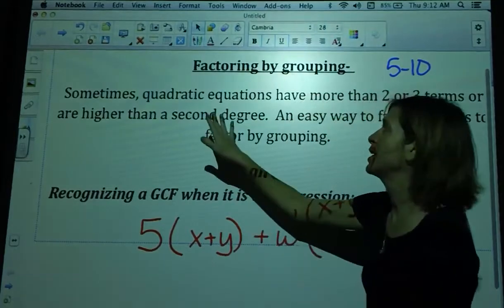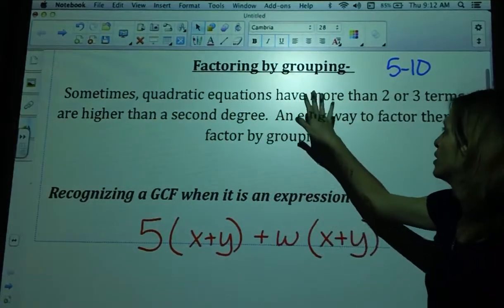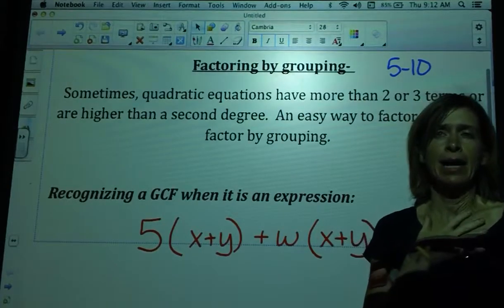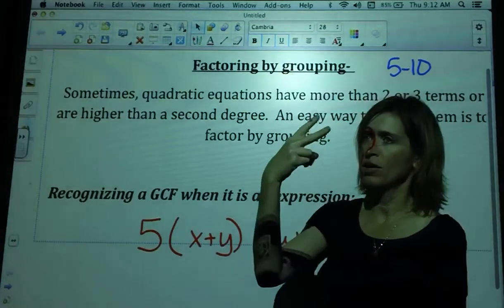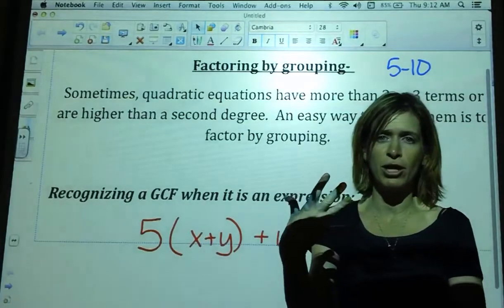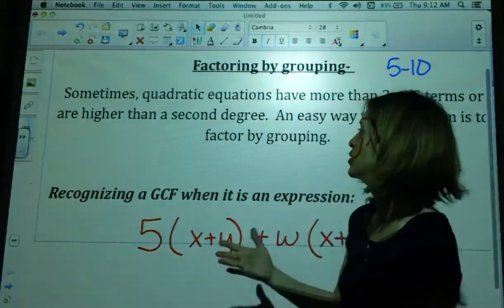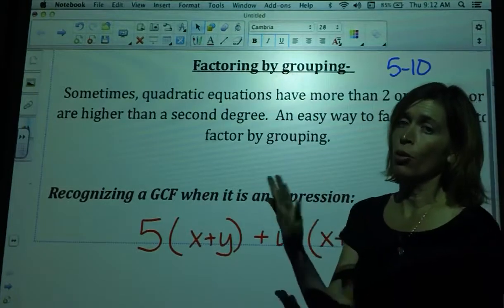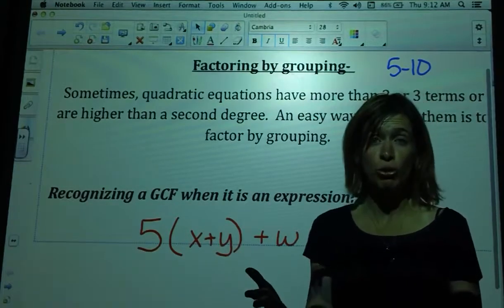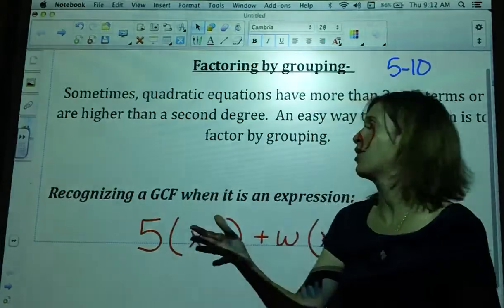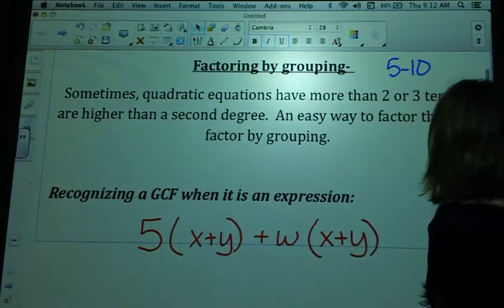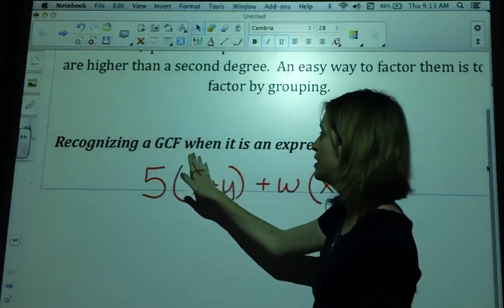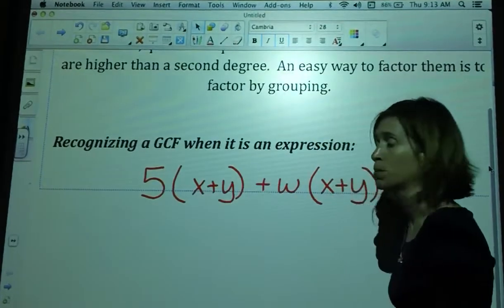So sometimes quadratic equations or quadratic expressions have more than 2 or 3 terms. We've done 2, the difference of squares, and we've done those 3 with trinomial factoring and perfect square trinomials. But sometimes when there's 4 or more terms, you're going to do something called grouping, and that means grouping things together. In order to do that, we need to be able to recognize a GCF when the GCF is an expression.